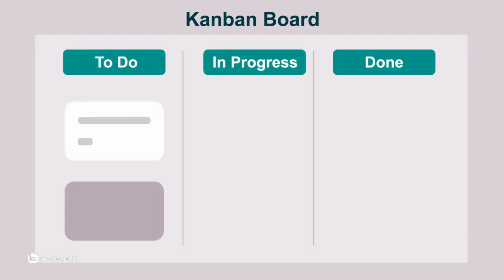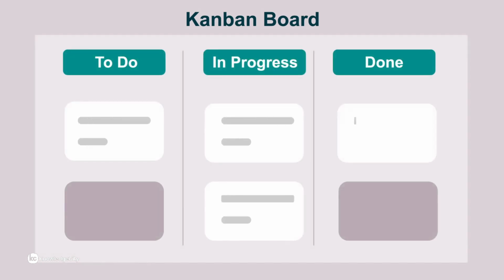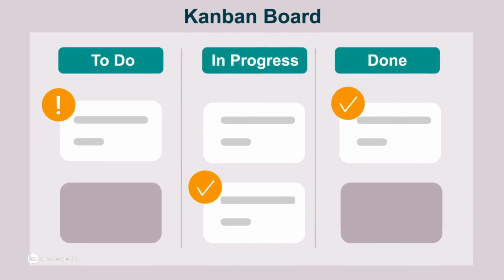Teams use a Kanban board to visualize their work and make it easier to see what needs to be done, who is working on what, and when work is completed. Kanban is a simple and flexible approach to agile software development that can be adapted to various projects and teams. It's also easy to use and understand, making it a great option for teams new to Agile.